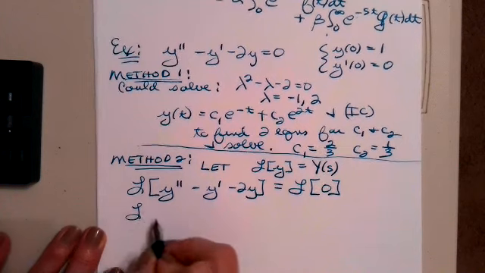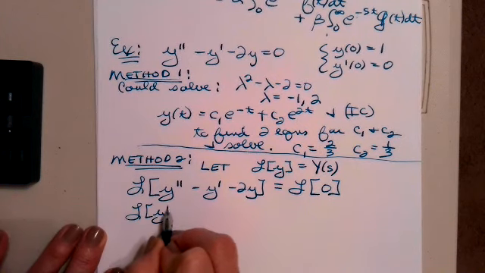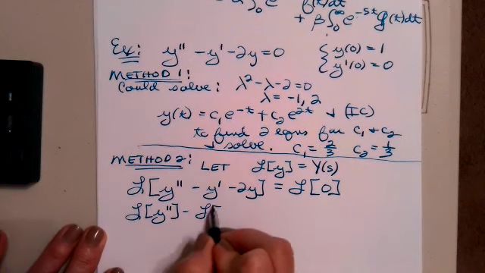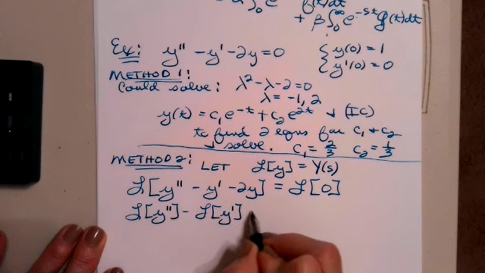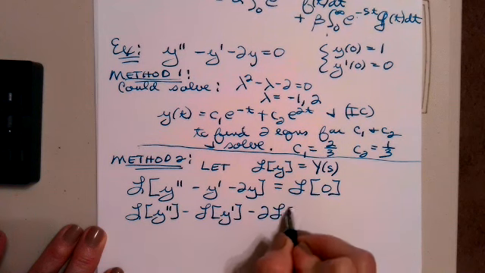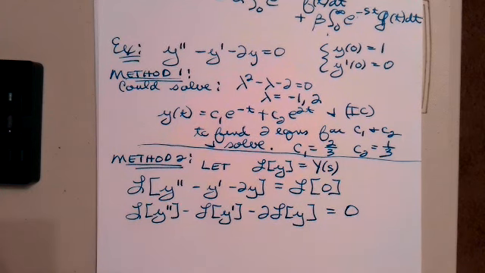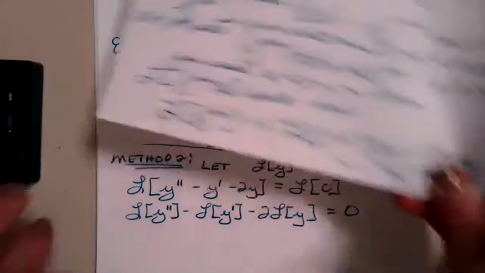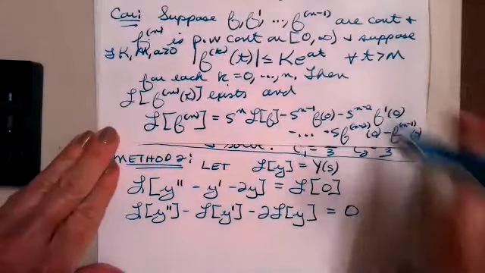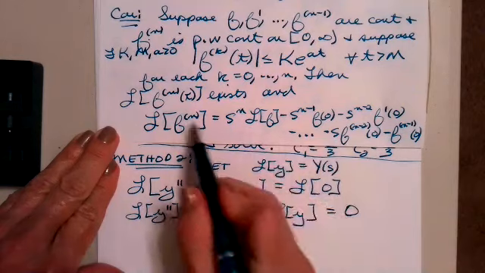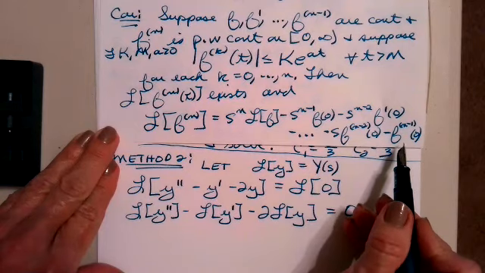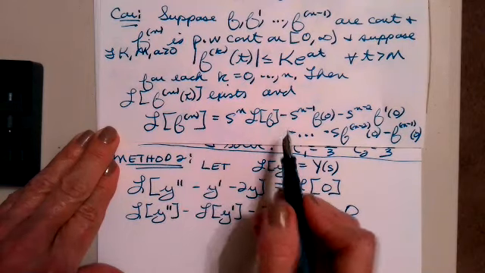So this is the Laplace transform of y double prime minus the Laplace transform of y prime minus 2 times the Laplace transform of y, and the Laplace transform of 0 is just 0. Okay. And now find that sheet. By this corollary, you know how to write the Laplace transform of the derivatives.